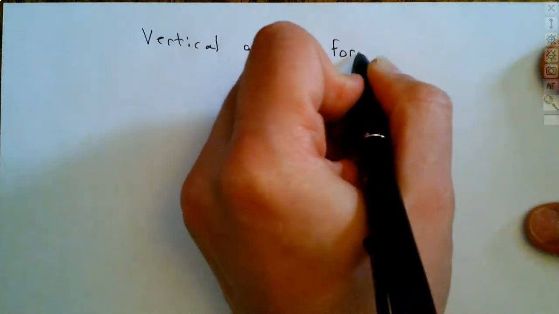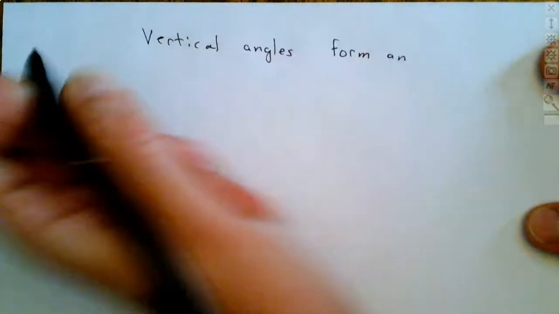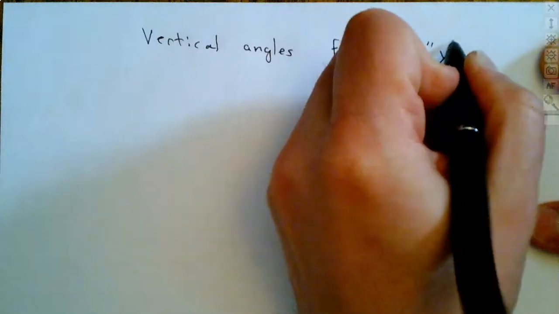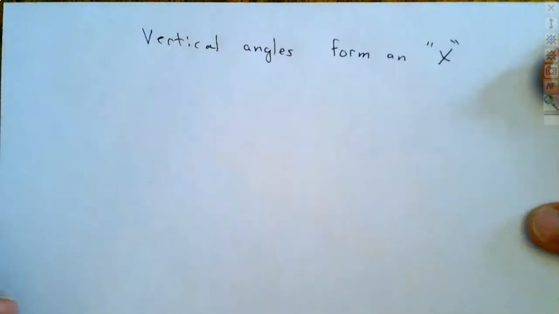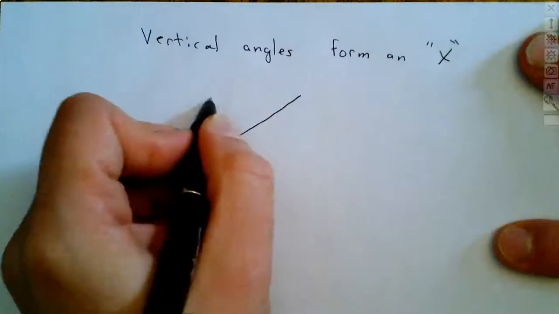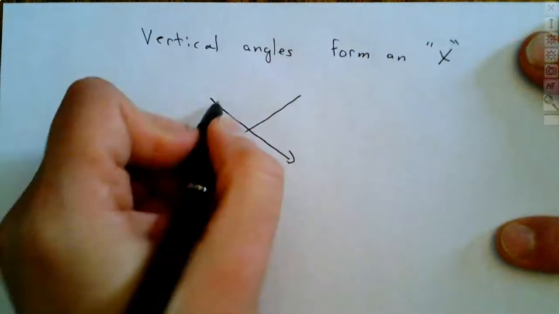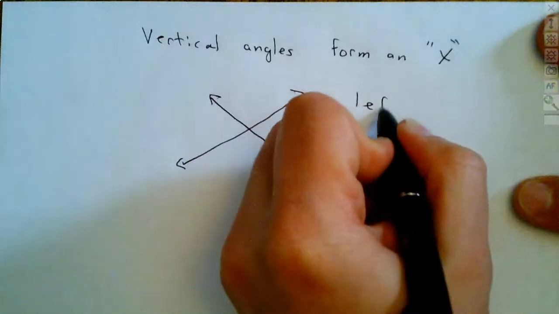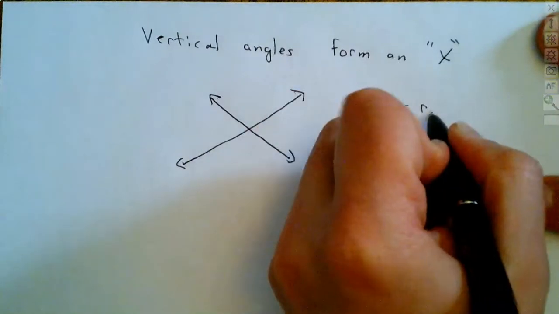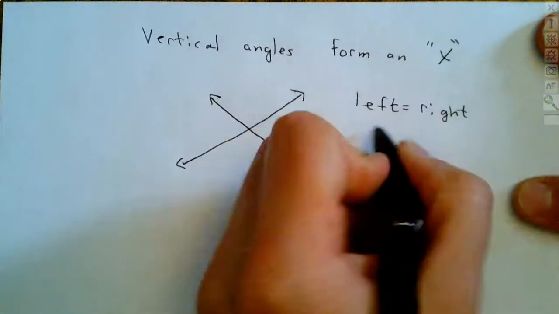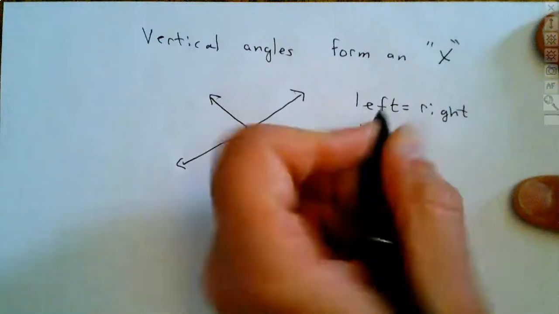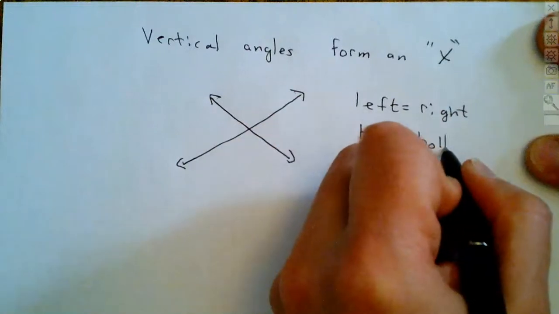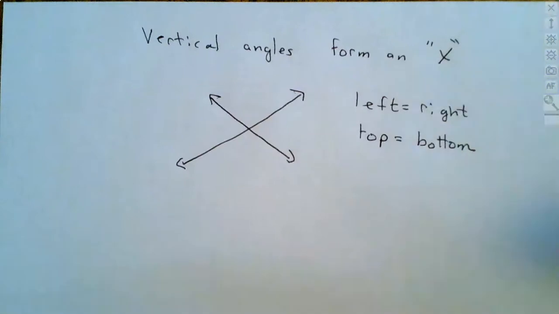The vertical angles, what they do is they form an X. And here's an example of a vertical angle. This is a vertical angle here. And the left equals the right. And the top is going to equal the bottom. So that's what we've got for these.